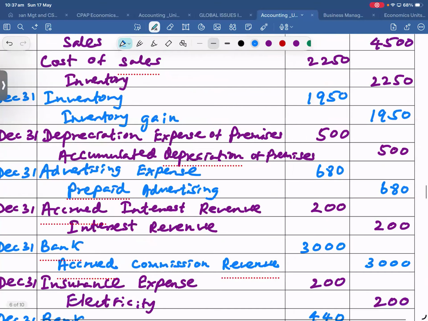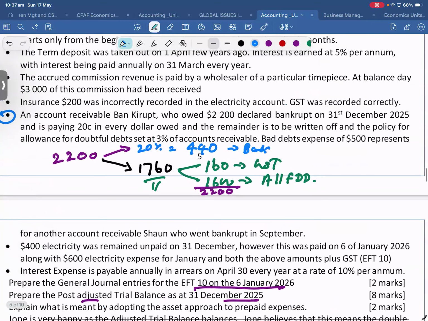Right. Still not done with that. See this one. Bad debts. I'm going to rub this part, okay? Or maybe I'll leave it. Bad debts expense 500 represents another accounts receivable who went bankrupt in September. So there is a bad debt expense of 500.